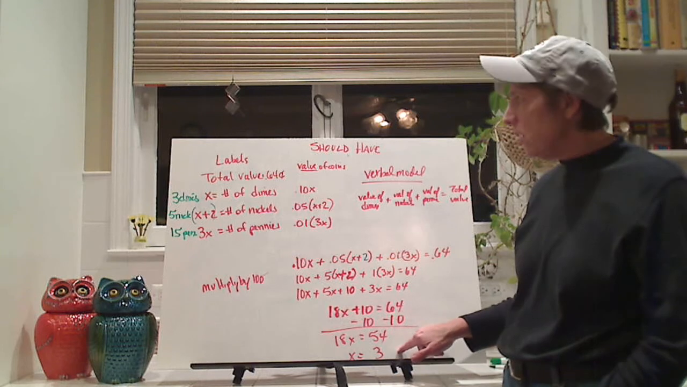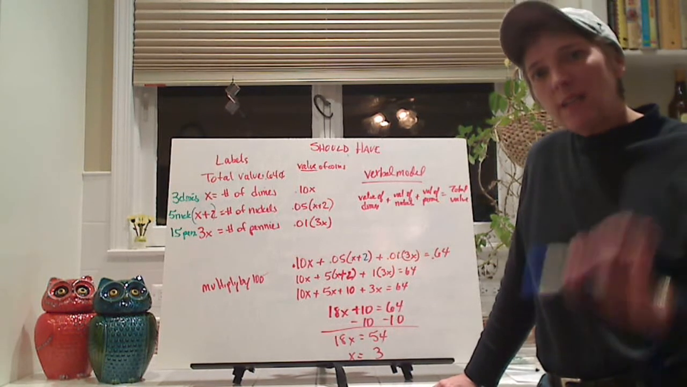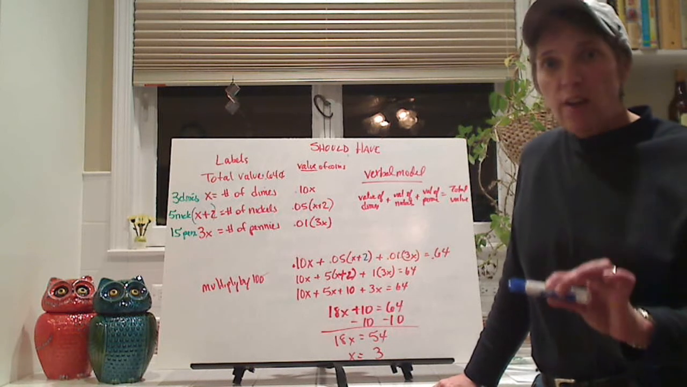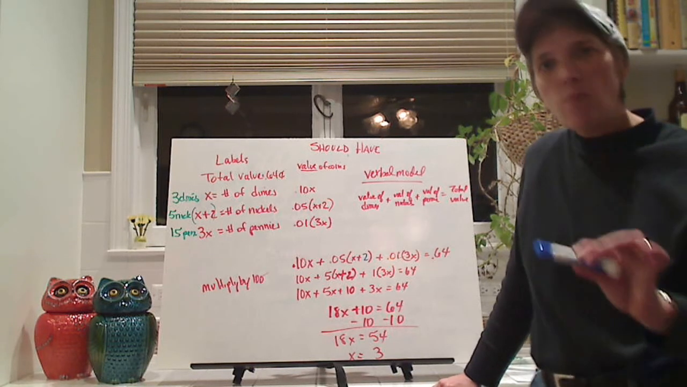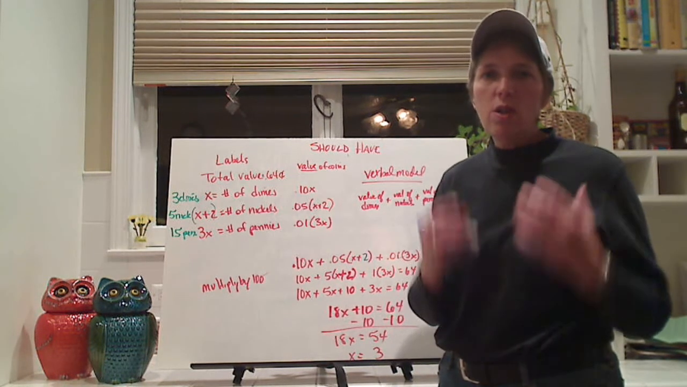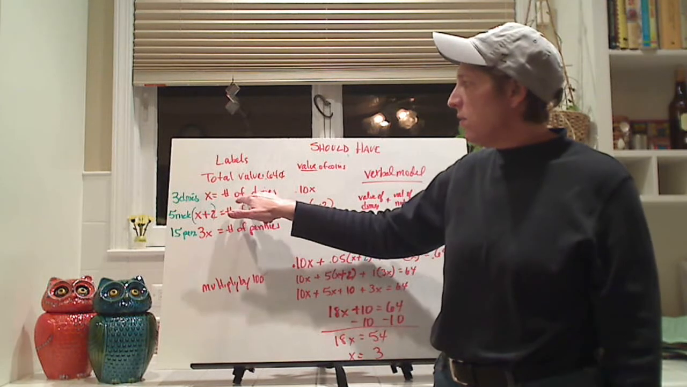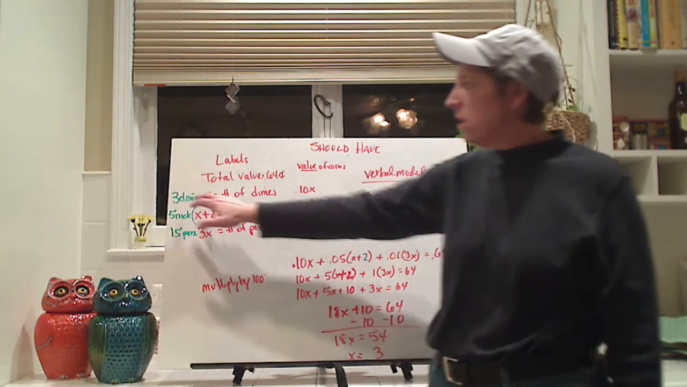I don't know if you can see it down there. Now notice what I did. You go back to what does x stand for? X doesn't stand for the value of dimes. X stands for the number of dimes. See? What was the question? What's the number of each coin? Well, if x is the number of dimes, x equals 3, so 3 dimes.